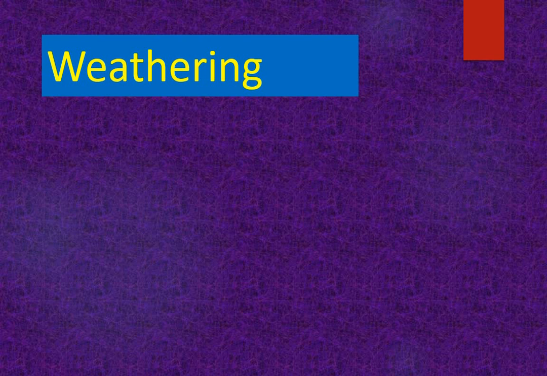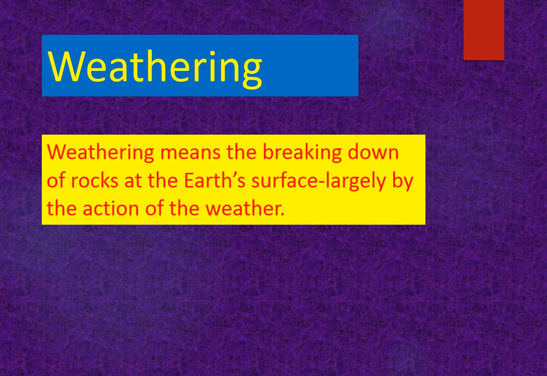Weathering is the process by which rocks break down into small pieces. Weathering means the breakdown of rocks at the earth's surface, largely by the action of weather, like heat, cold, winds, different types of things. So we have understood that weathering is a process of breakdown of rocks.